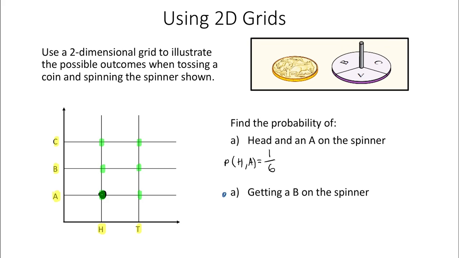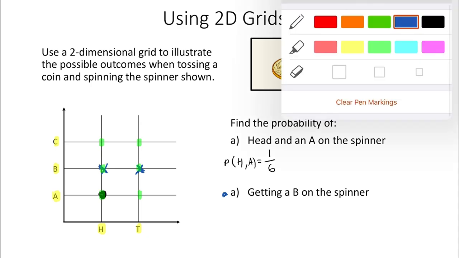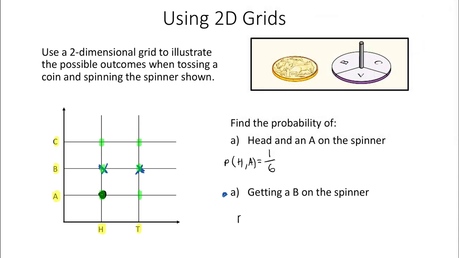Now this second one here I'll do in a different colour. The probability of getting a B on the spinner. So this isn't indicating at all whether we're flipping a heads or tails. So these ones here are our two outcomes which have the result of getting a B on that spinner. So 2 out of the possible 6 outcomes, probability of spinning a B is going to be 2 over 6, which can be simplified to 1 over 3.